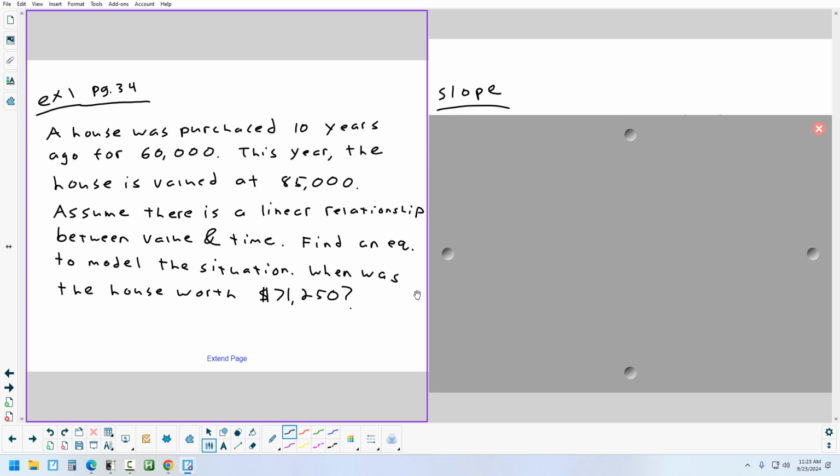What value do you think would represent no time having gone by, like the beginning? Yeah? 0. So we're going to make a table for time and then the value of the house. When no time had gone by at the beginning, what was the value of this house? 60,000. And how would I make a coordinate with this 85,000? What do you think the next row in this table would be? Yeah. 10 and then 85,000. So what we basically have there are two coordinates. We're going to use those coordinates to get the slope.